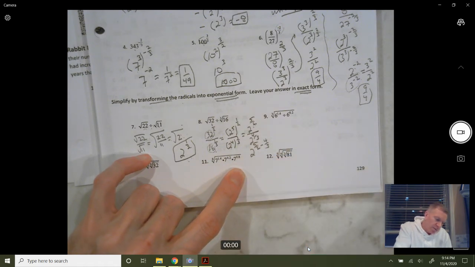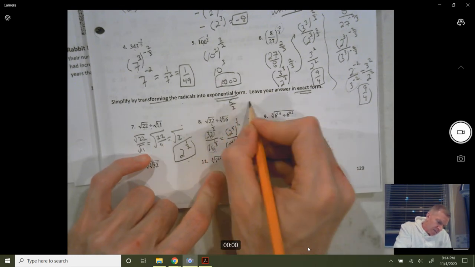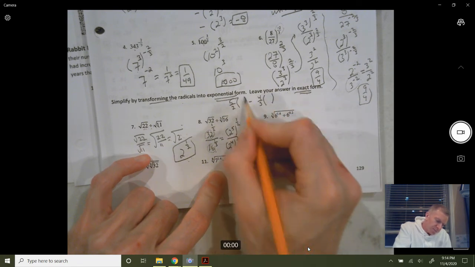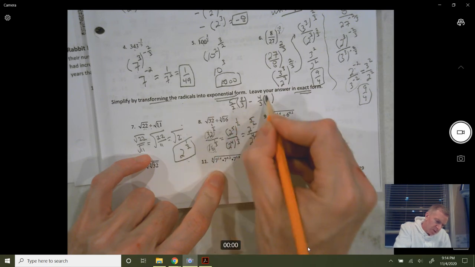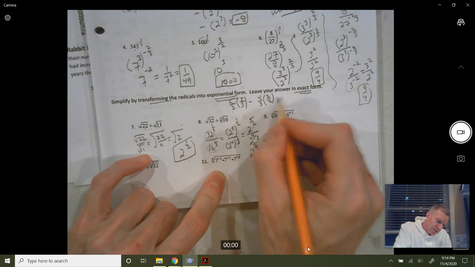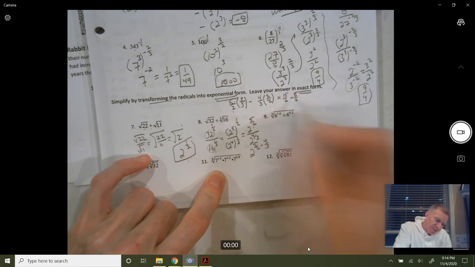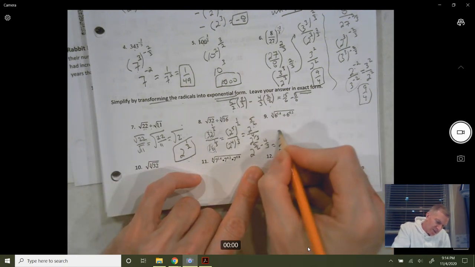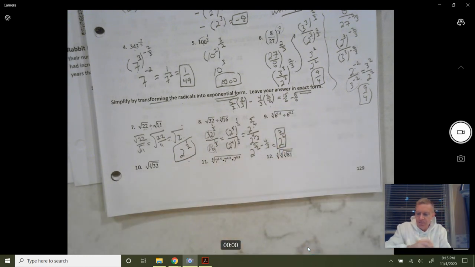Okay, when I'm subtracting fractions, I'm going to go off somewhere else. 5/2 minus 4/3. I have to get common denominators. So common denominator of 6, so this will be 3 over 3. This will be 2 over 2. So that's going to be 15/6 minus 8/6, which is 7/6. So I've got 2 to the 7/6. And that is exponential form.